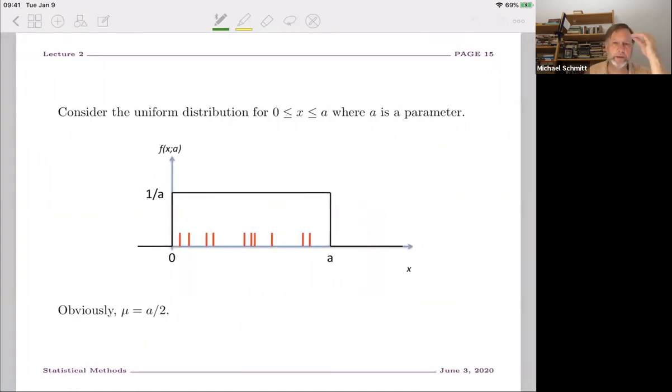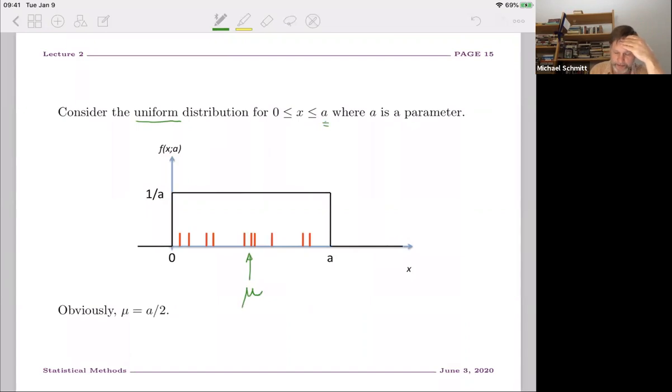And to set it up, I want to consider this really simple situation. Let's say we have a uniform distribution going between 0 and some upper bound A. The black box is that uniform distribution, and the little red lines are examples of data that might be drawn from that uniform distribution. The mean, obviously, is in the middle because it's a uniform distribution. You don't have to calculate anything there. So I think it should be clear. Maybe I want to estimate the parameter A. It's not known to me. I want to know what A is.